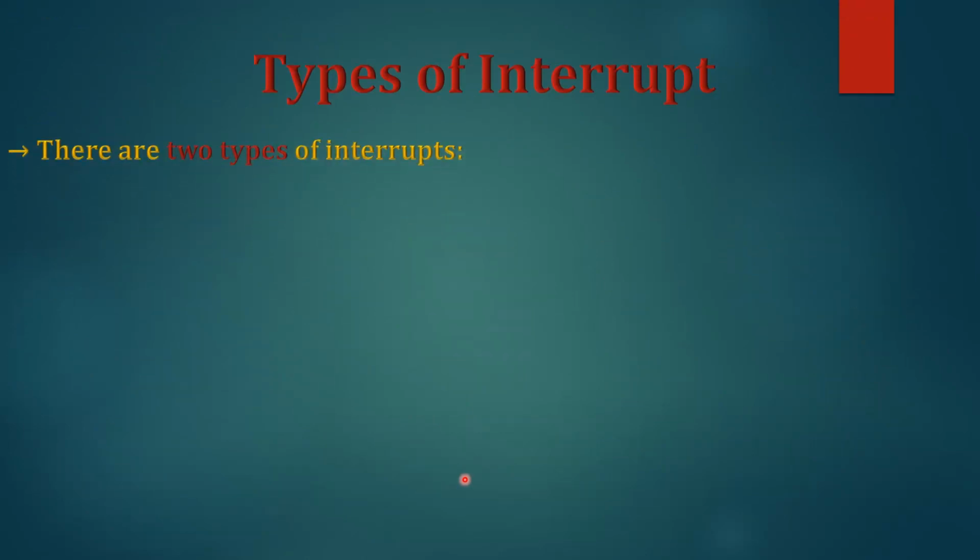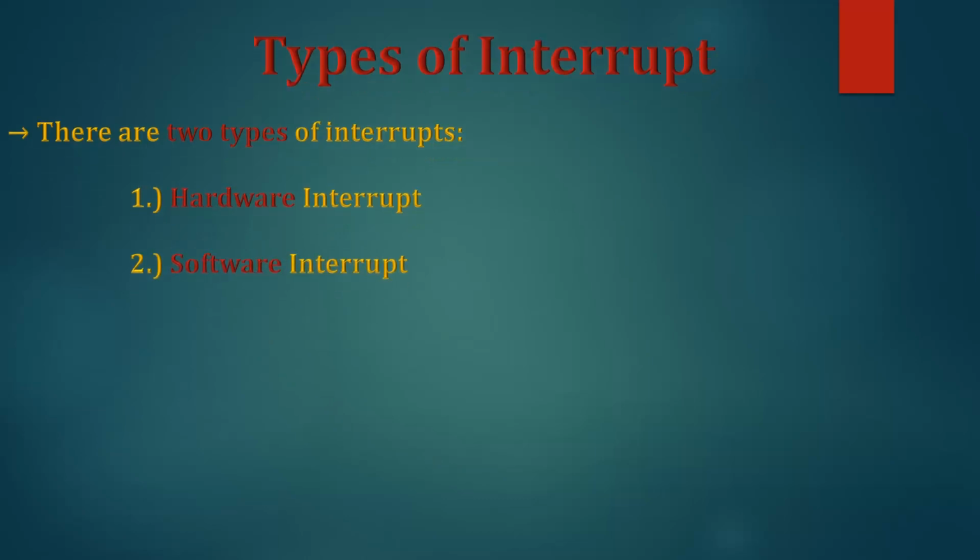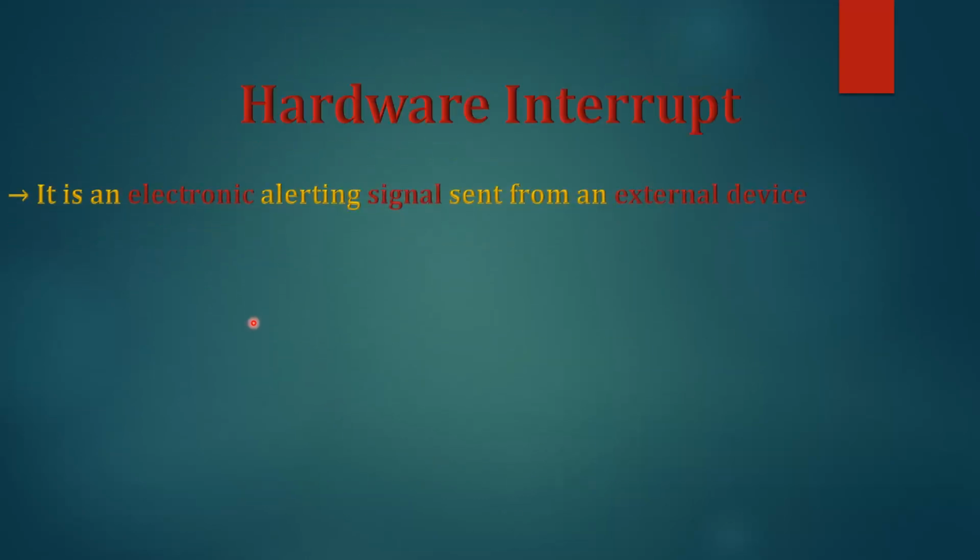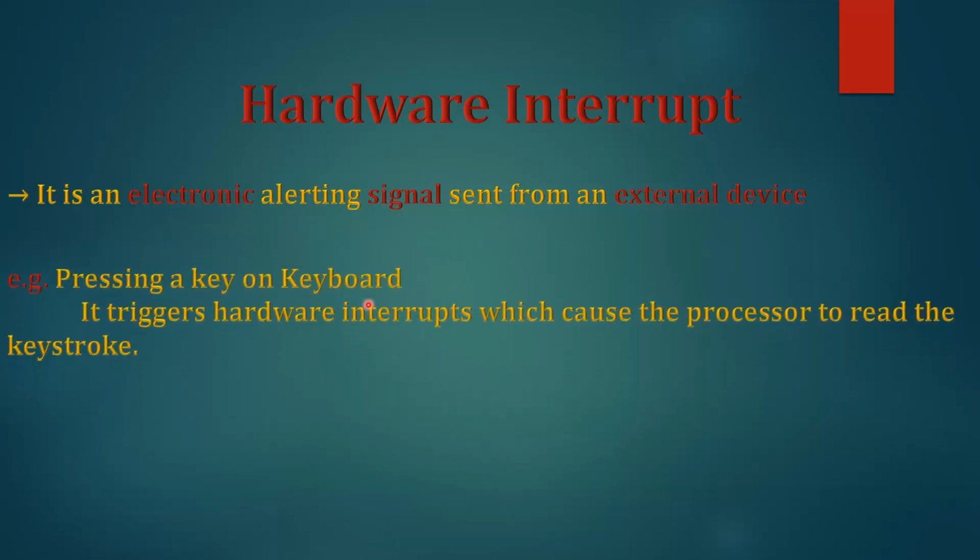In a broader sense, there are two types of interrupts: hardware interrupt and software interrupt. Let's understand them one by one. First of all, hardware interrupt. A hardware interrupt is an electronic alerting signal sent from an external device which is attached to the computer. For example, pressing a key on your keyboard. When we press a key on the keyboard, it generates an interrupt which causes the processor to read the keystroke.